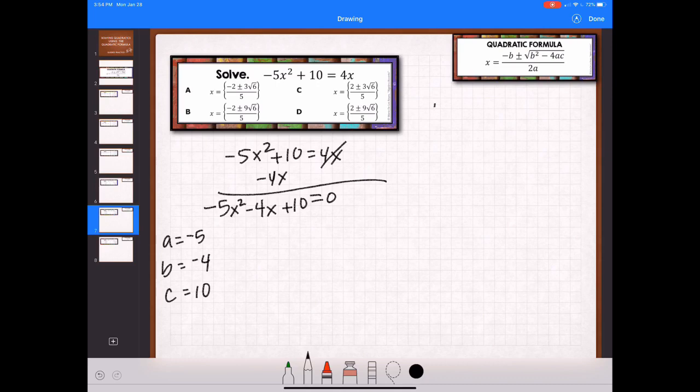Again, just as a quick reminder, a is the one in front of the x squared term, b is the one in front of the x, then there's the constant, and then it equals 0. Okay, so that's how you find your a, b, and c. So I have mine in the right order, I have my a, b, c.